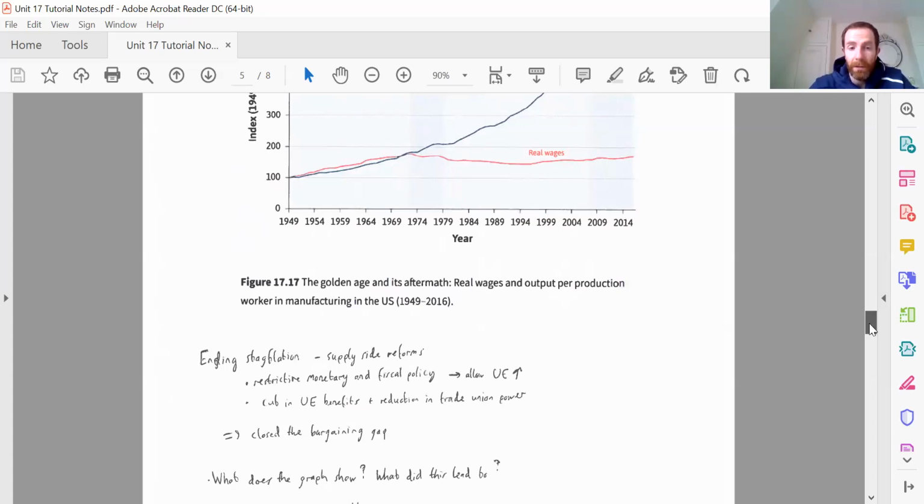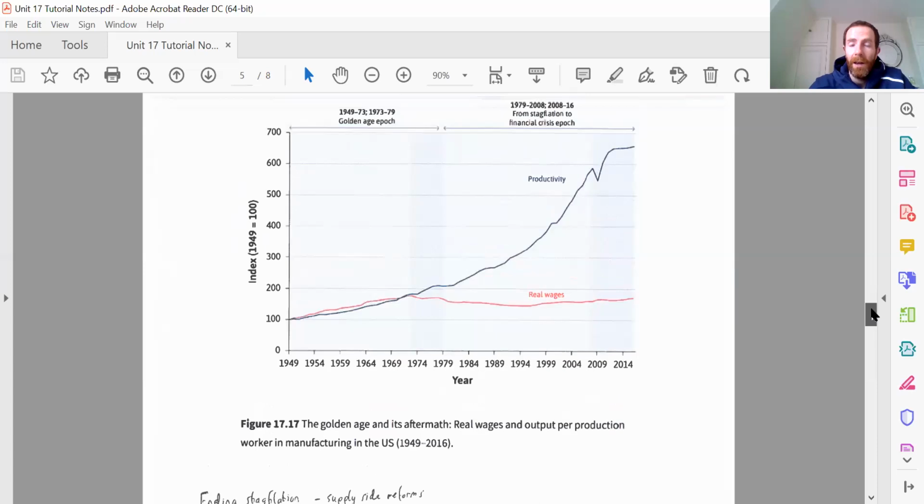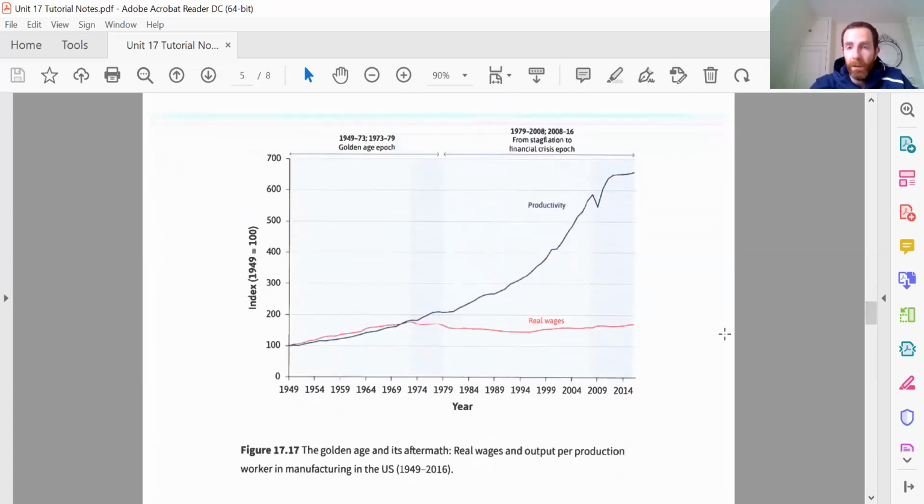However, some of these policies then actually set the scene, or set up the next crisis, which is the financial crisis. That's what I'll go on to talk about in a second after a short pause.